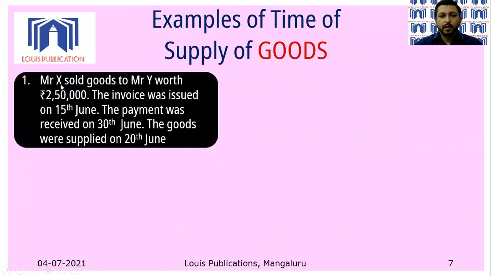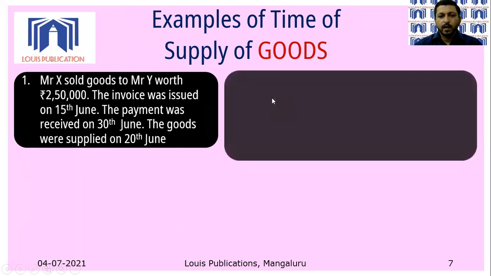First one we will take. Mr. X sold goods to Mr. Y worth rupees 2,50,000. The invoice was issued on 15th of June. The payment was received on 30th of June. The goods were supplied on 20th of June. So we have simple points given. Let's understand.